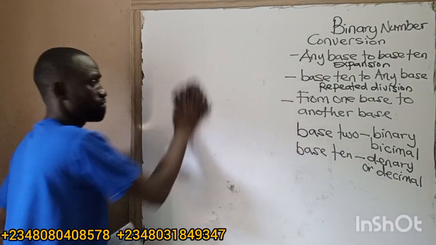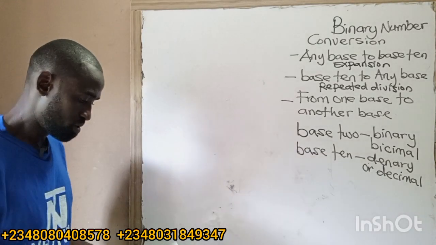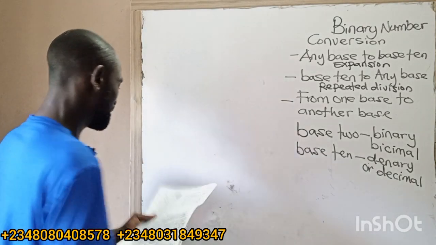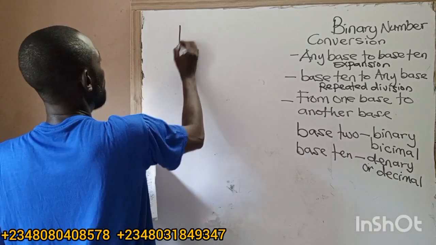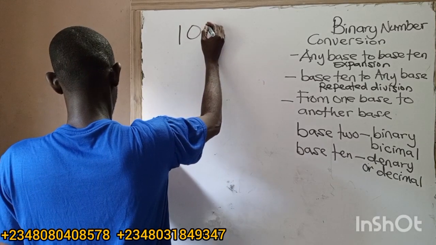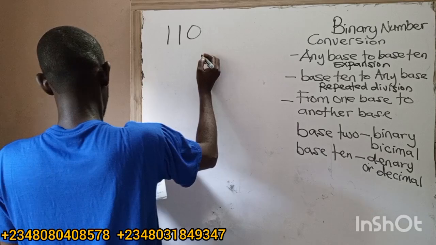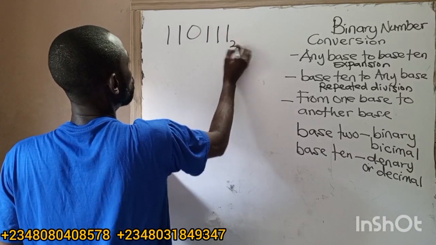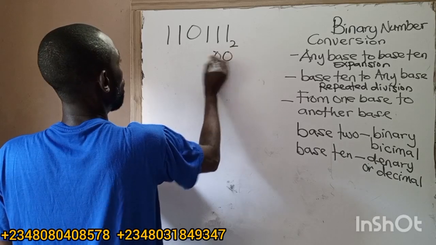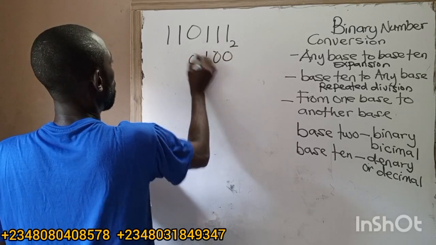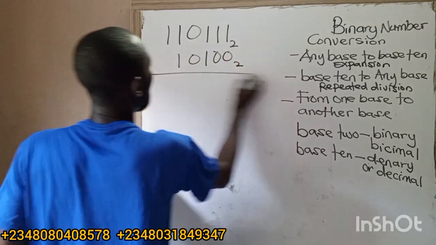Let me write this one. So let me just quickly write the questions down. We have to add up 1 0 1 1 0 1 1 1 base 2 and 0 0 1 0 1 base 2. So how do we have?